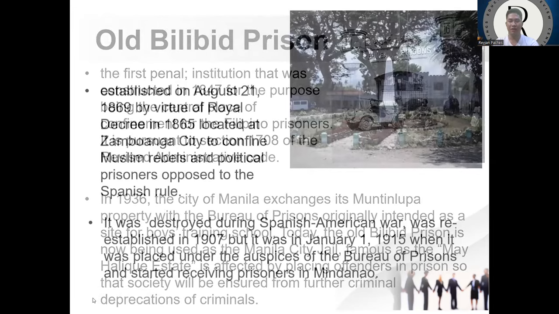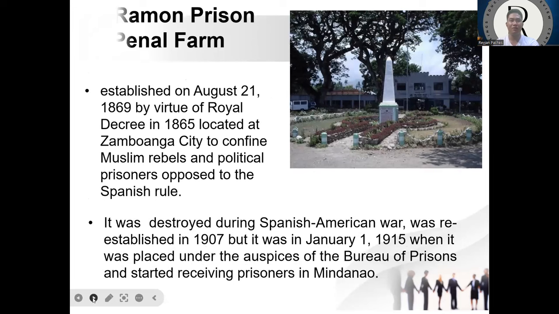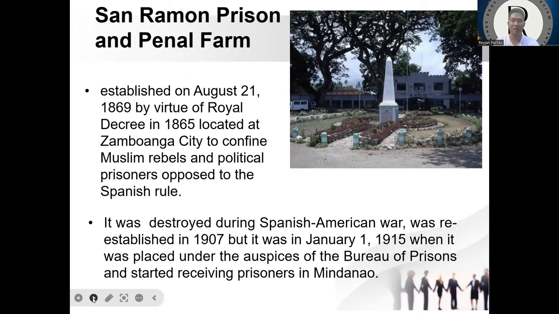Okay, next tayo, next slide. So we have now the San Ramon Prison and Penal Farms. San Ramon Prison and Penal Farms was established on August 21, 1869 by virtue of Royal Decree 1865. Of course, ang San Ramon Prison and Penal Farm, matatagpuan natin yan sa Zamboanga City. Basically, tandaan niyo kasi sa board exam, ito yung tinatanong nila.